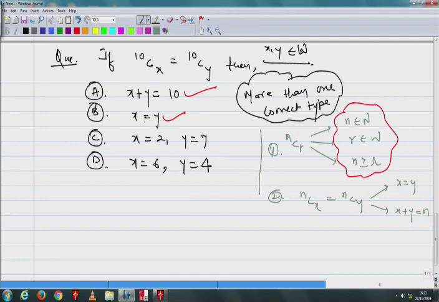A is correct, B is correct, C. Let's check this one. If x is 2, y cannot be 7. y has to be 8 then. This is not correct. If x is 6 and y is 4, yes, this is correct. So what are the correct options? Options are A, B, and D. Three options are correct. Any pair of x and y for which x plus y gives you 10 will be the answer of this given equation.